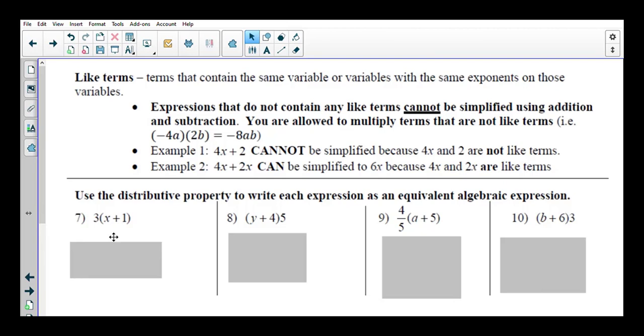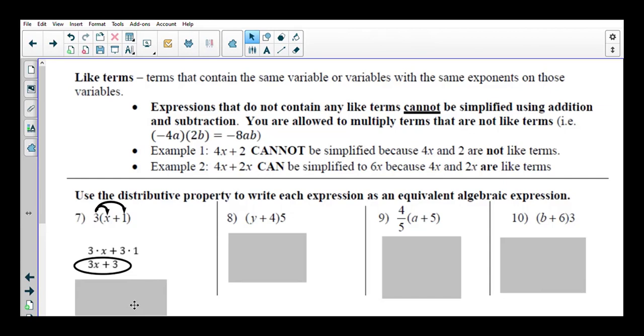This one's going to be very similar to the ones with the numbers, but we're not quite going to be able to go as far. So you're not just going to get a number answer here. You're going to get an algebraic expression. So I'm going to distribute the 3 into the parentheses. I'm going to take 3 times x, and I'm going to take 3 times 1. So I'm going to write this as 3 times x plus 3 times 1. 3 times x is 3x. 3 times 1 is 3. I cannot go any further than that. 3x and 3 are not like terms.